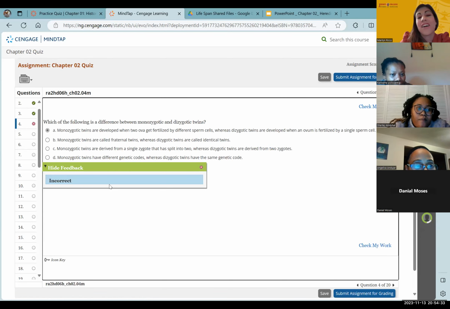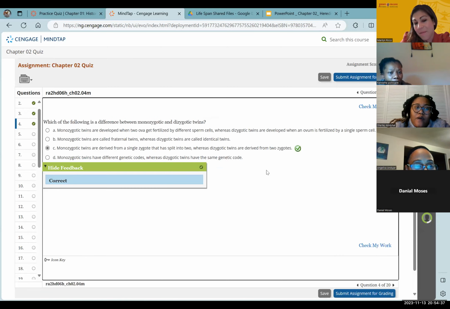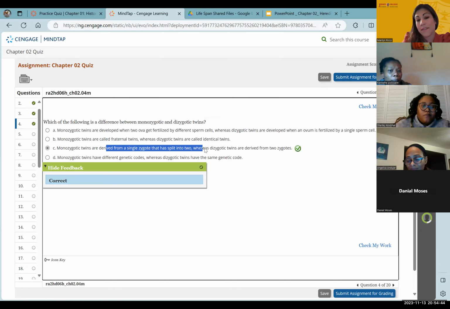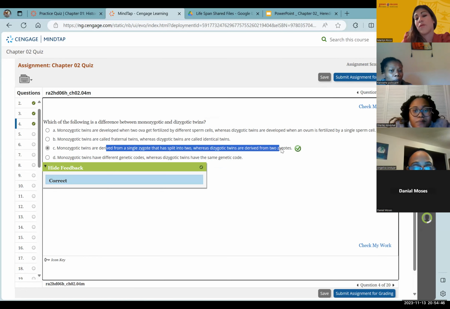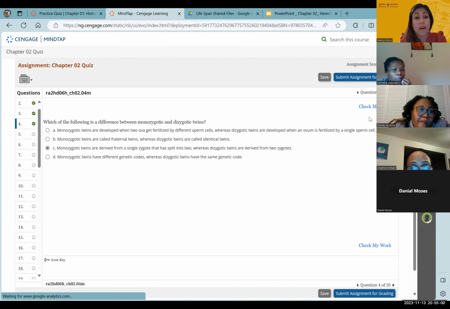So this is the other way to do it, and you can keep guessing until you get it right. C: monozygotic twins are derived from a single zygote that has split into two, whereas dizygotic twins are derived from two zygotes. This is what I want you to get used to seeing, that you can do it two ways. You can submit for grading. I have to find out why I didn't get the answer key, but we'll go over that next week. But you can also just cheat and check my work. But I want you to practice on your own and learn it.